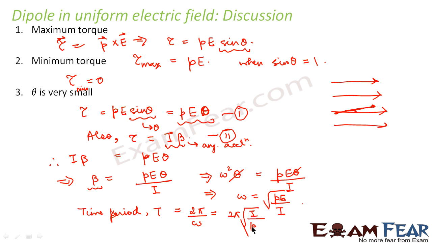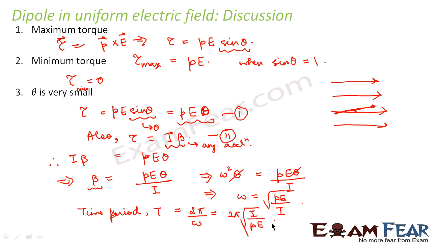can be written as 2 pi root over I divided by PE. Don't think I went off track, because since I was discussing torque, I think this was also an important thing to tell, because many times you get problems like this, that there is an electric dipole placed in an electric field of so and so magnitude, and then it starts rotating. So what is the time period of rotation? You can get questions like that. I just discussed this so that you get an idea of how to approach such situations. So this way we can find out the time period.